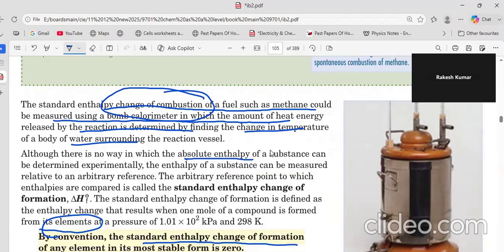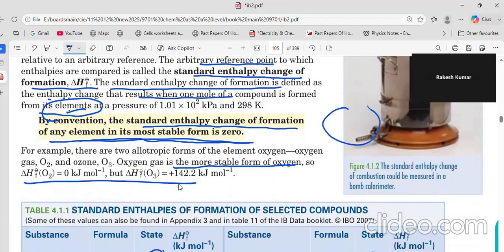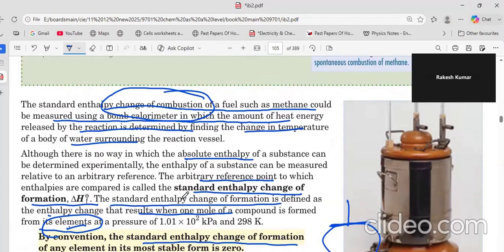So what we have is a reference, and that reference is the standard enthalpy change of formation. The standard enthalpy change of formation is defined as the enthalpy change that results when one mole is formed from its elements. By convention, the standard enthalpy change of formation of any element in its stable form is zero, like on the Earth where the potential energy is taken as zero. Because we can't calculate the absolute value, we have a reference.